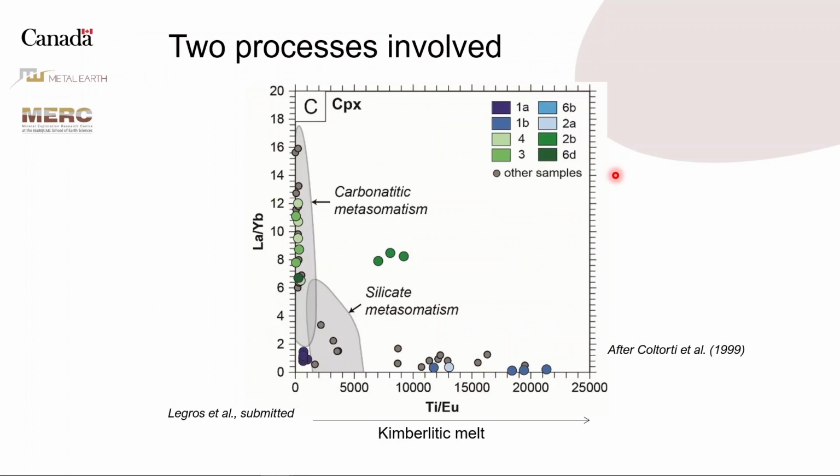We looked at the composition of clinopyroxenes to try to understand what kind of metasomatism we're talking about. Here we have titanium, europium, and lanthanum, ytterbium, and we have two fields defined in the literature. The blue ones seem to indicate silicate metasomatism, and the carbonatitic ones are in green. But overall, as we've seen before, it's kind of a mixing line, so we don't really restrict ourselves to say that those ones are only silicate metasomatism and the other ones are only carbonatitic. We think it's a kind of in-between of silico-carbonatitic metasomatism overall.